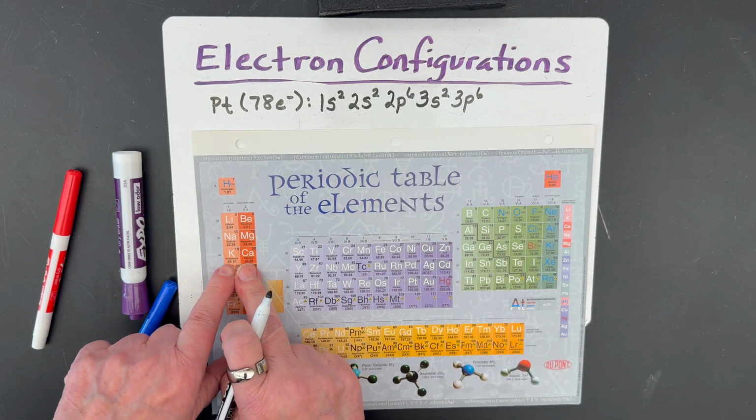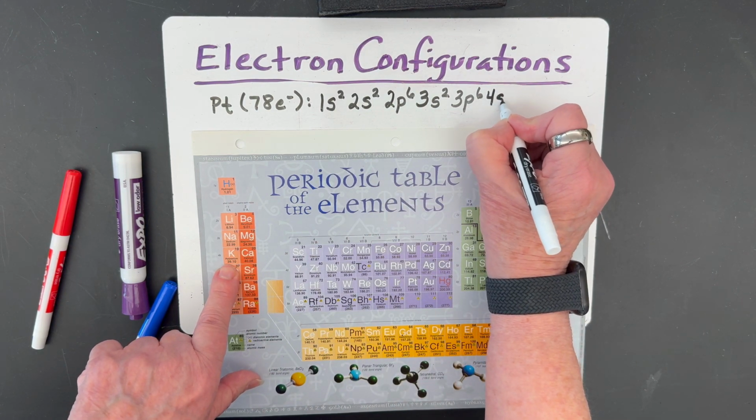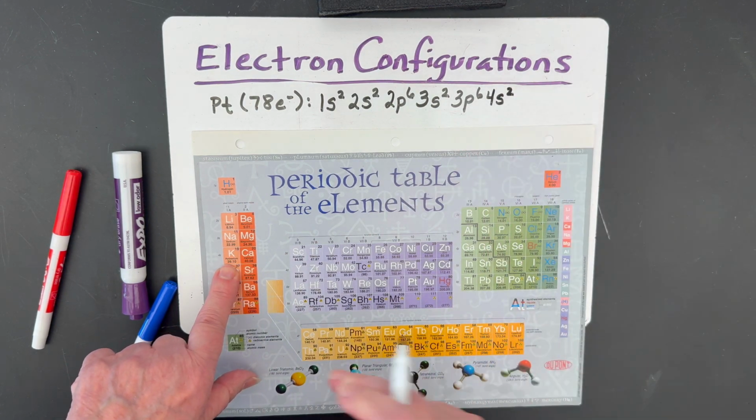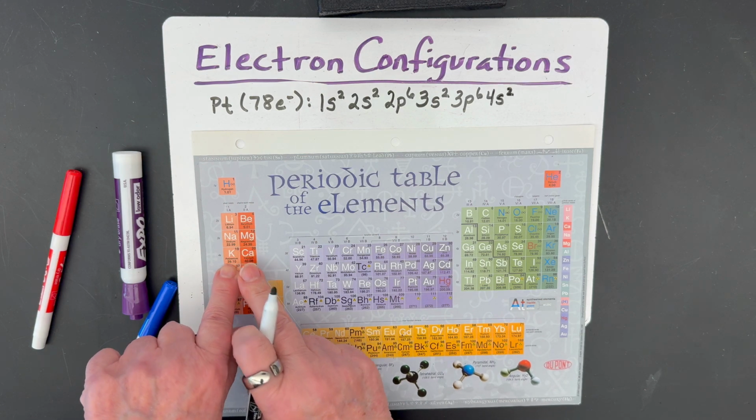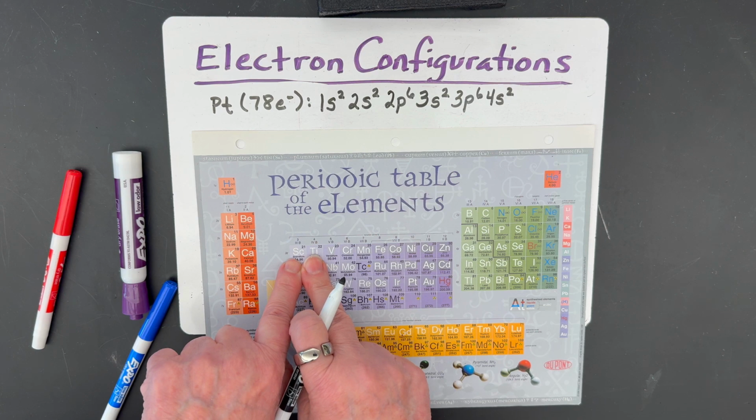Then we go to our fourth row. Our fourth row starts with an S. Every row starts with an S. So we're going to fill up the S first. And now we enter this purple block.